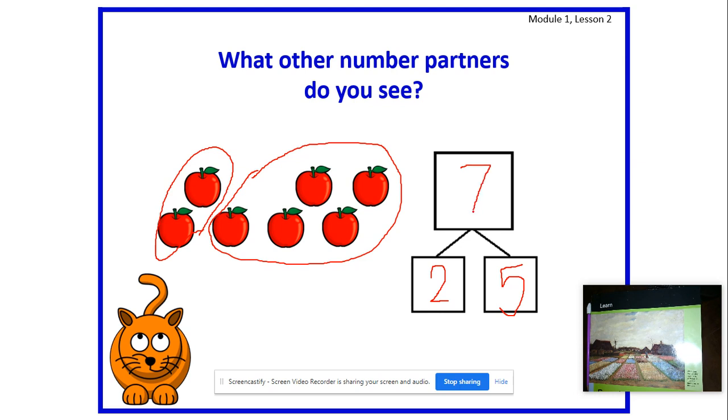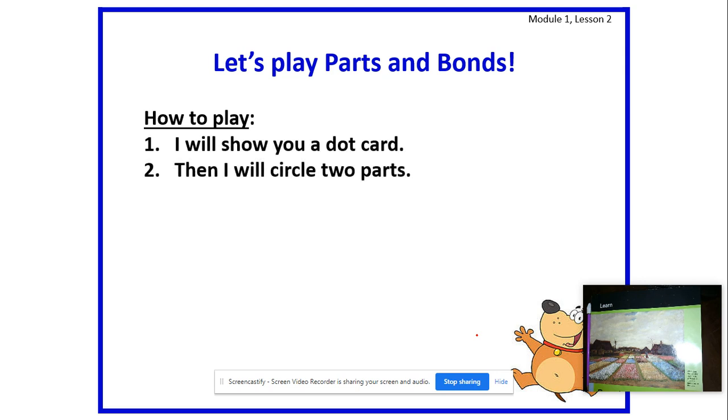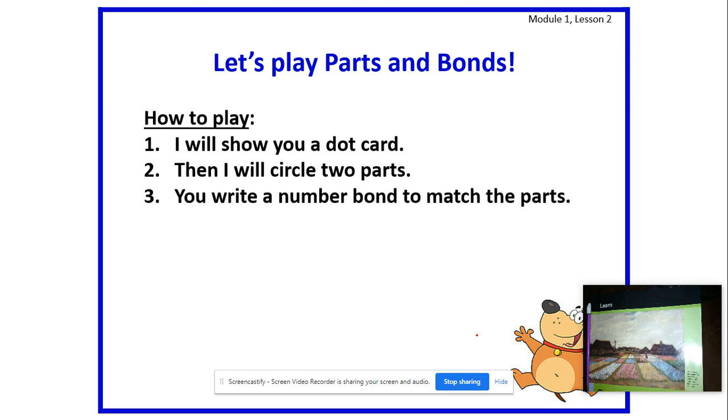So now let's read our number bond, boys and girls. Get ready. 2 and 5 make 7. Beautiful job. Now it's your turn to practice. We're going to play parts and bonds. So this is how we're going to play. I'm going to show you a dot card. Then I will circle 2 parts. You will write a number bond to match the parts.